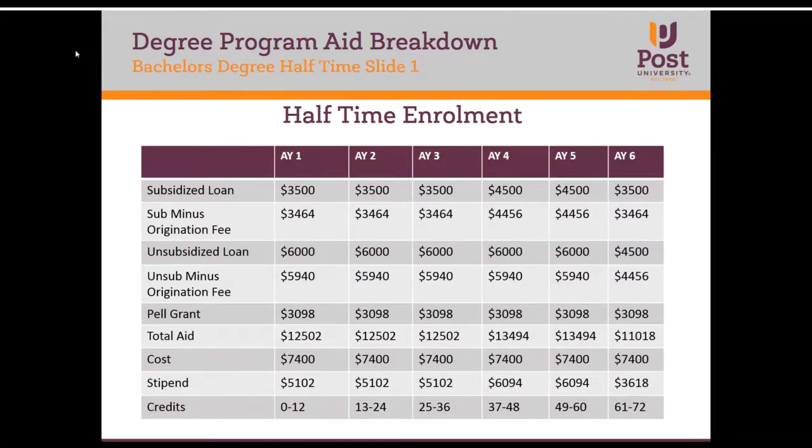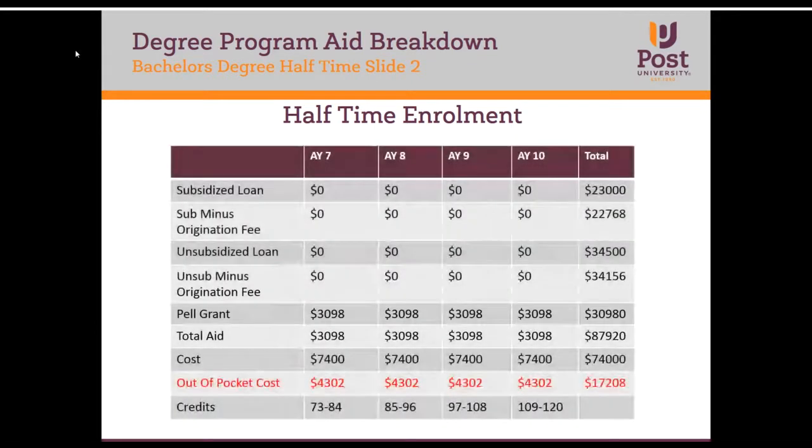The really concerning thing for students at this point is when we go on to slide 2, I had to replace stipend with out-of-pocket cost. And if you look, academic years 7, 8, 9, and 10, those last 4 academic years, you have no loans. You're only eligible for the Pell Grant, which leaves you out of pocket per term at least $4,302, which leaves you an overall out of pocket expense to post of a little over $17,000. So again, half-time students, I promise there's light at the end of the tunnel.